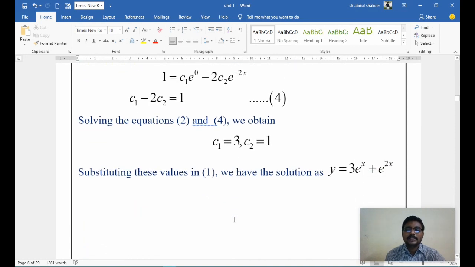Now substituting these values obtained into the general solution, we get the required particular solution. This last obtained solution satisfies not only the given differential equation, but also the initial values. So it is the required solution.